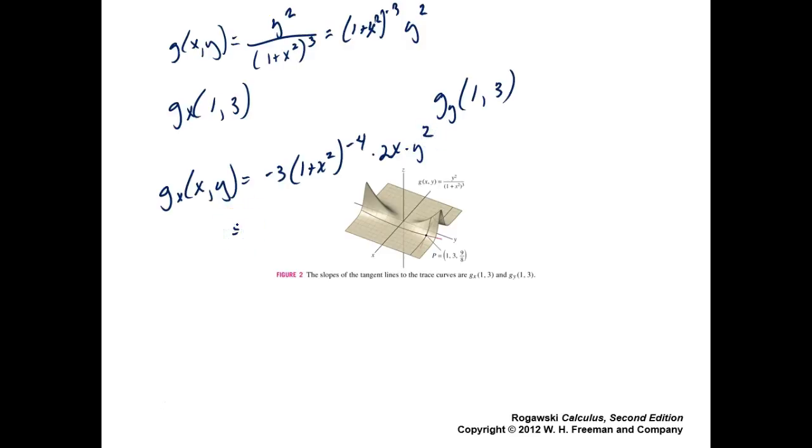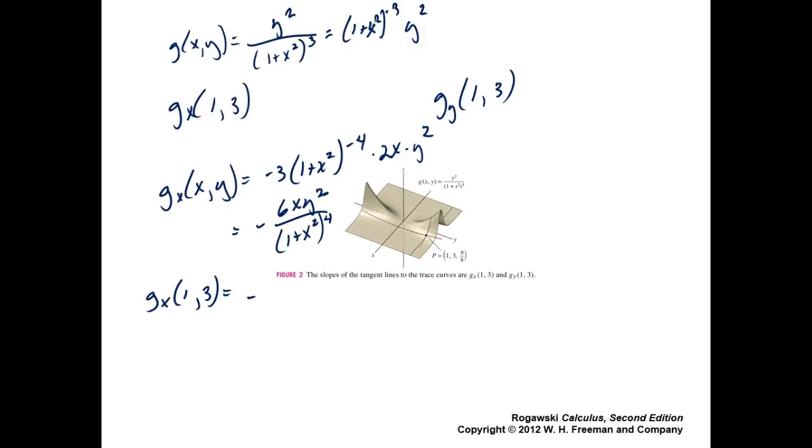So if we pause and sort of clean that up a little bit, in your numerators, you got a minus 3, a 2x, and a y squared. So let's put the minus out front, and that would be 6xy squared over (1 plus x squared) to the 4th power. I think that will be the simplest way to write that. But now they didn't ask for it in general, they've asked for it at (1, 3). So what would that be?